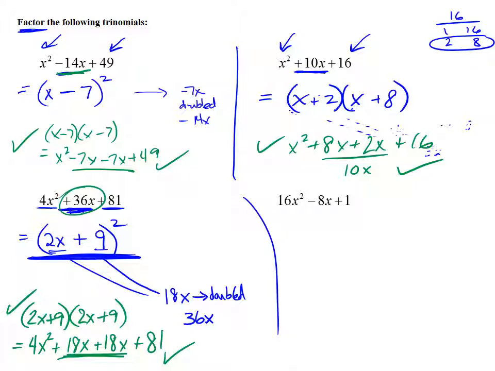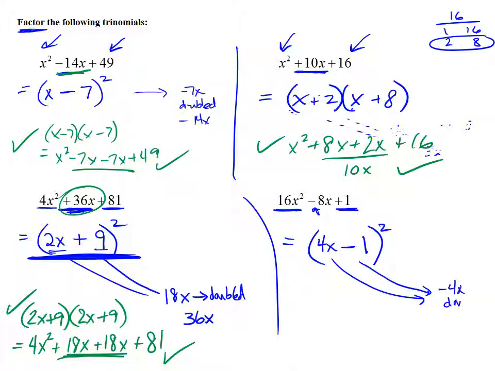Last example, 16x squared minus 8x plus 1. 16x squared is a perfect square. 1 is a perfect square. Let's try out the perfect square trinomial. So if I square root 16x squared, I get 4x. If I square root 1, I get 1. Now, the middle term is negative, so use a minus in between. And let's double check what we get for the middle. So 4x times negative 1 is negative 4x. If I double that, so multiplied by 2, I get negative 8x, which is where I wanted to be.